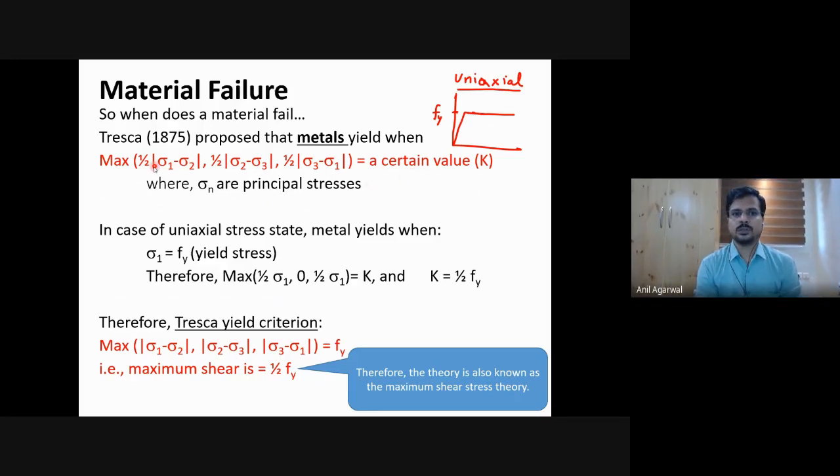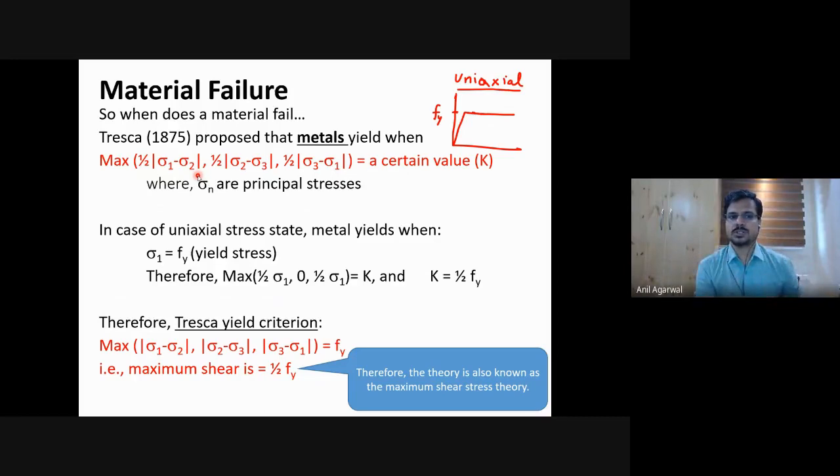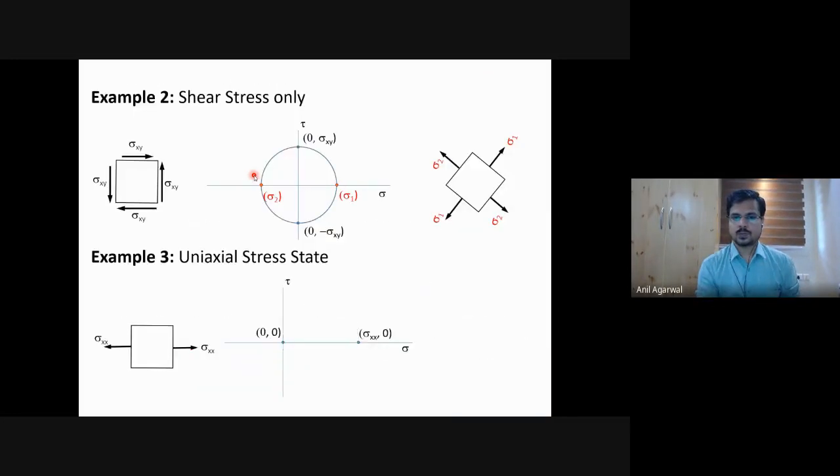If it exceeds a particular value, that's when the failure happens. Okay, did you follow? What is half of the difference between sigma 1 and sigma 2? Maximum shear stress. Maximum shear stress in the 1-2 plane. This is the maximum shear stress in the 2-3 plane, right? These are principal stress planes. Again, let me go back.